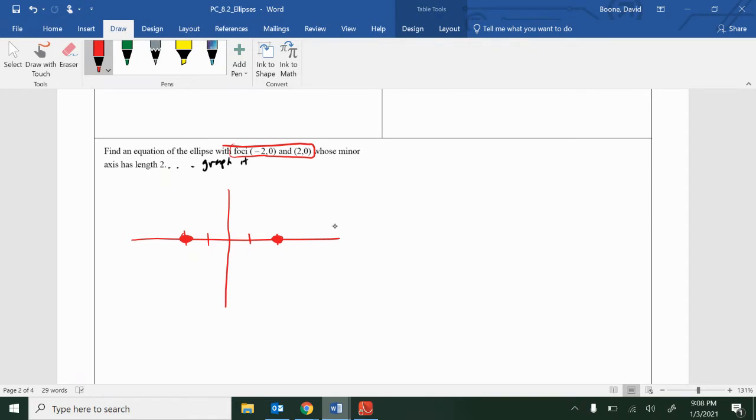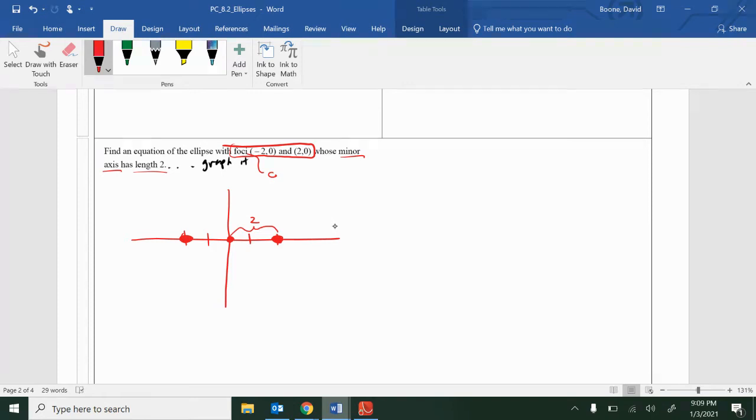So what we know is that distance, the foci, that's the C. Foci is always your C value. So this distance from that center, because we're centering this at (0, 0), and this distance right here is 2. So that's my C value. Okay? So the other piece here tells me my minor axis has length 2.